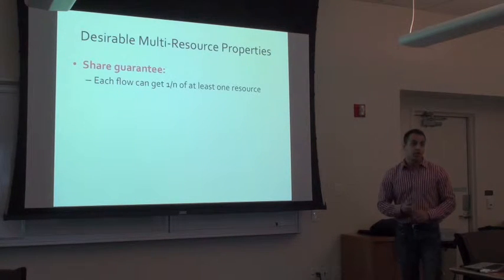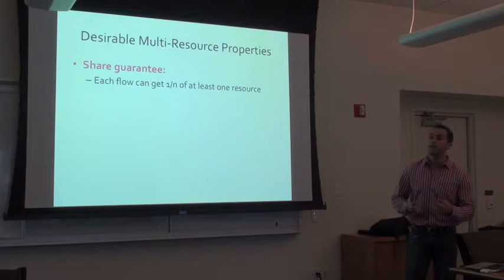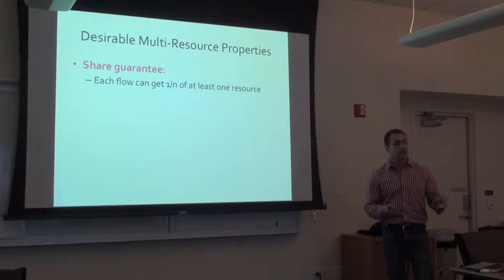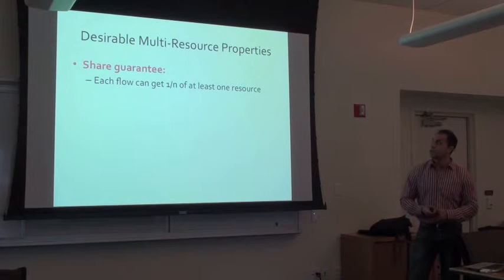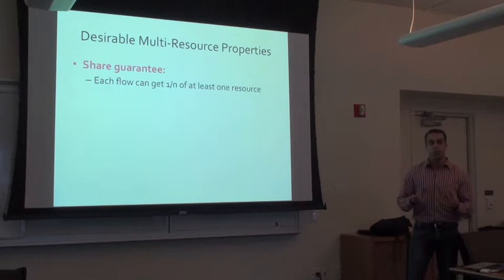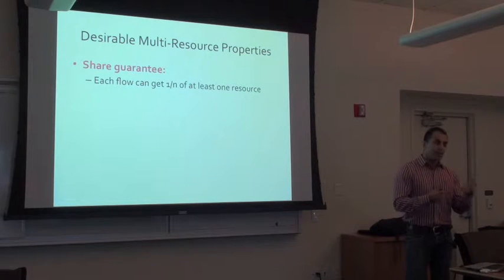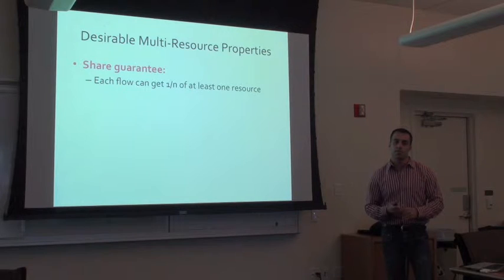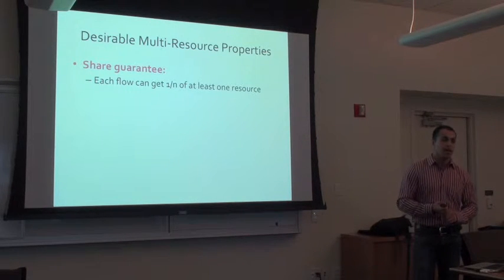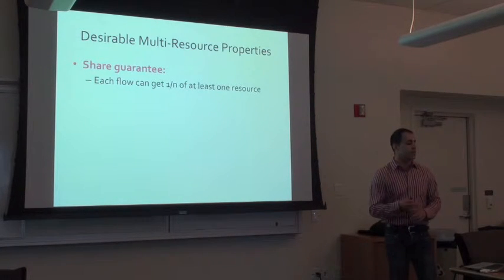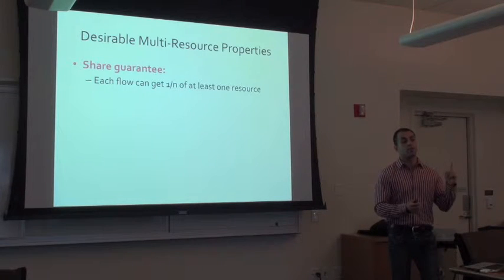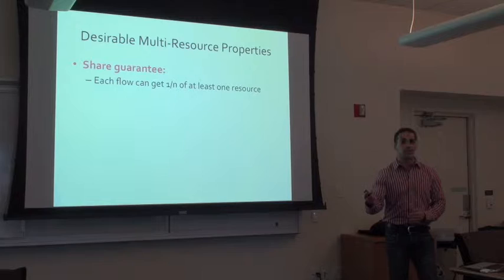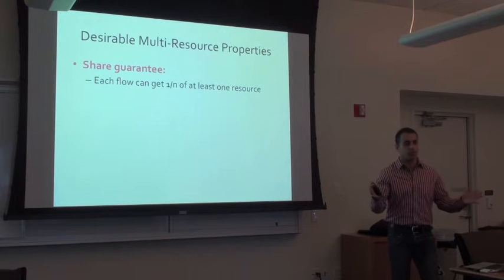So in the past literature, two properties have been identified as important in the multi-resource setting. The first one is called share guarantee. And share guarantee simply says, in the network setting, that each flow can get at least one nth of at least one of the resources. Okay? So that's the share guarantee. And it's a straightforward generalization of the share guarantee that exists for a single resource, which is that you should be able to get one nth of the single resource that you're sharing. Here we're just saying that you should get at least one nth of one of the resources that you're sharing.